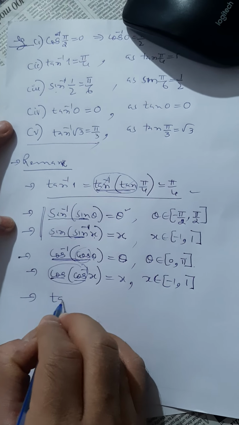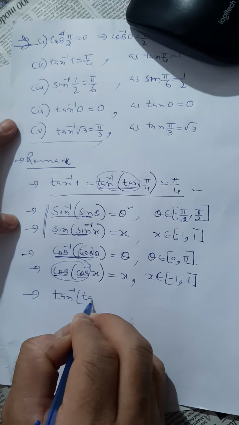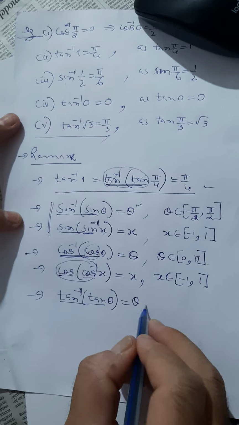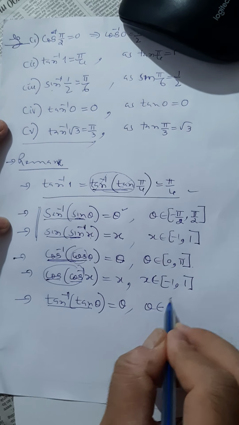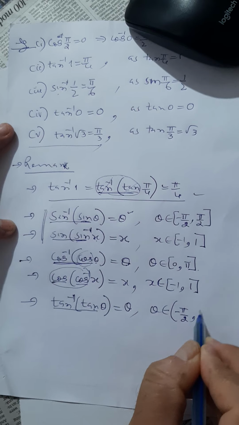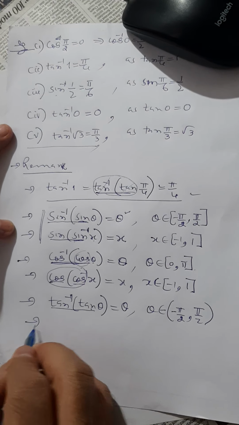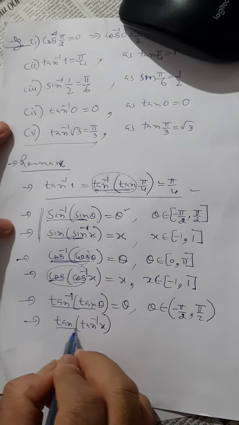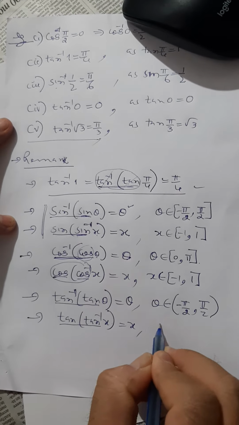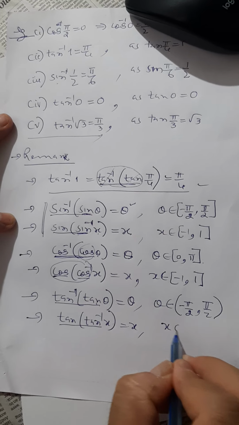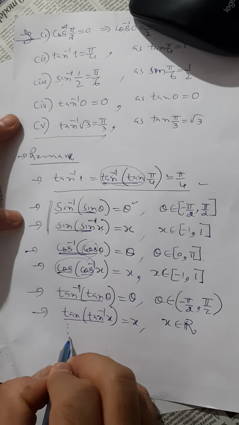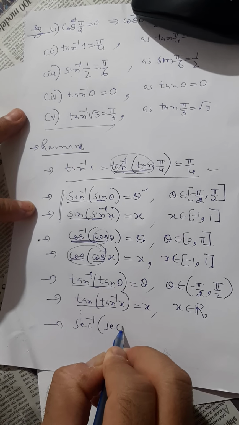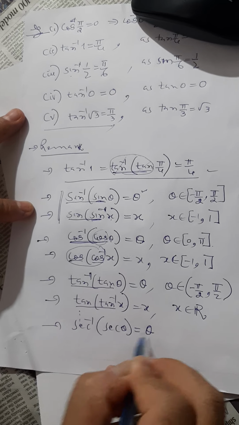Similarly, if I write tan inverse of tan theta, again it will be theta. So the inverse and the function will get cancelled, and theta will be from where to where? The domain of the tan function, which is the open interval minus pi by 2 to pi by 2. If I do the reverse, tan of tan inverse x, again the two will get cancelled, you are left with x, and x will come from the domain of tan inverse, which is all reals, and so on for each trigonometric function. For example, sec inverse of sec theta gives you theta only, and so on.